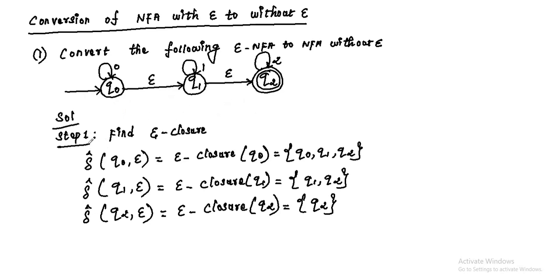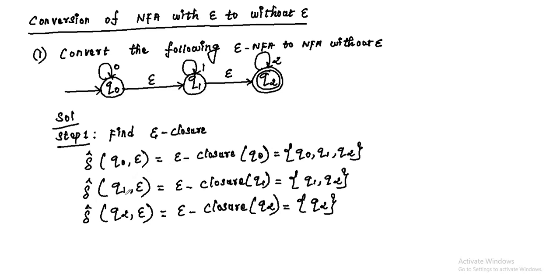Coming to the first step, as per the theorem, δ̂ of q0 comma epsilon equals epsilon closure of q0. We need to find out epsilon closure of q0. Look at the transition diagram. q0, seeing a symbol epsilon, reaches q1. Again q1, seeing epsilon, reaches q2. Here in this diagram, the epsilon transitions start from q0, q1, q2. Here you write q0, q1, q2.